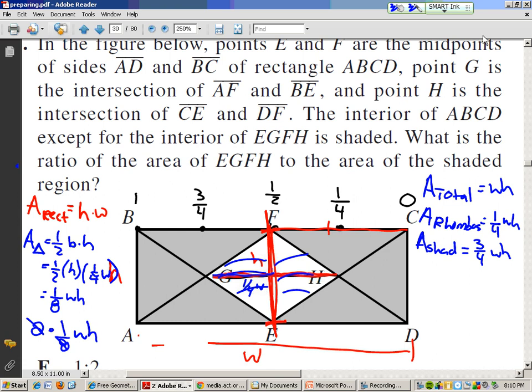But now let's look at what the question is. The question is, what's the area of the rhombus EGFH to the shaded? So now put a ratio together, 1/4 WH over 3/4 WH. The W's are going to go away, the H's are going to go away. And basically, the fourths are going to go away. And it's 1 to 3. 1 to 3. And that's a beast of a problem.